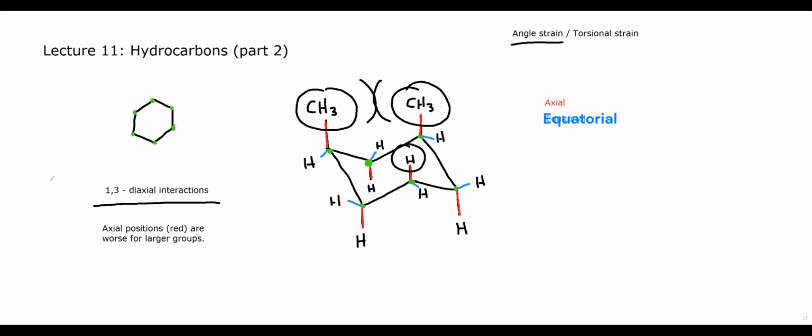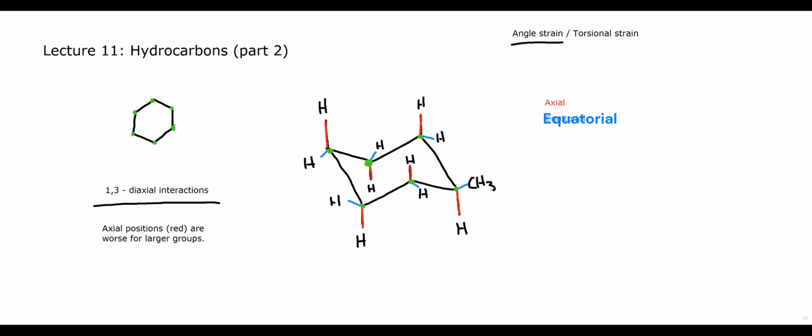The equatorial positions are a little better, because if we have a large CH3 out here in the equatorial position, sticking out into free space, there's much more space for it to exist, and it's not bumping into anything as much as it would if it were in the axial position. Okay?